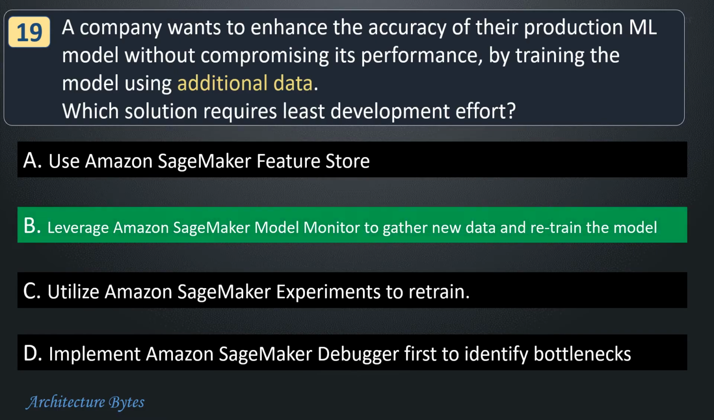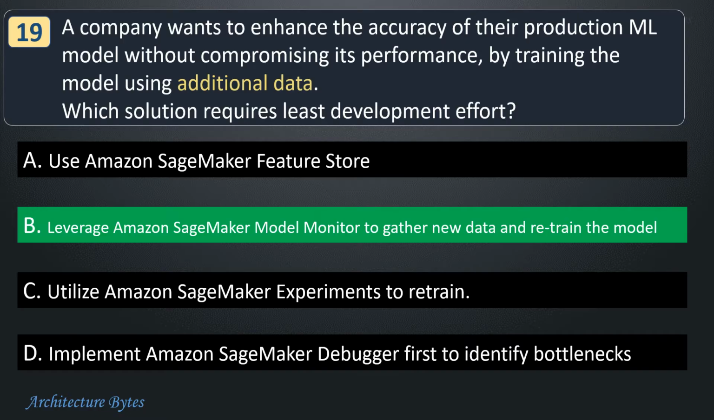So option B, leverage Amazon SageMaker Model Monitor to gather new data and retrain the model, is the right answer here. Amazon SageMaker Model Monitor is designed specifically for monitoring and improving the quality of machine learning models in production. It can automatically collect new data from the model's endpoint as it serves predictions, simplifying the process and minimizing development effort. Option A, SageMaker Feature Store, is a centralized repository for storing and managing features used in machine learning models. So that's not the right answer.